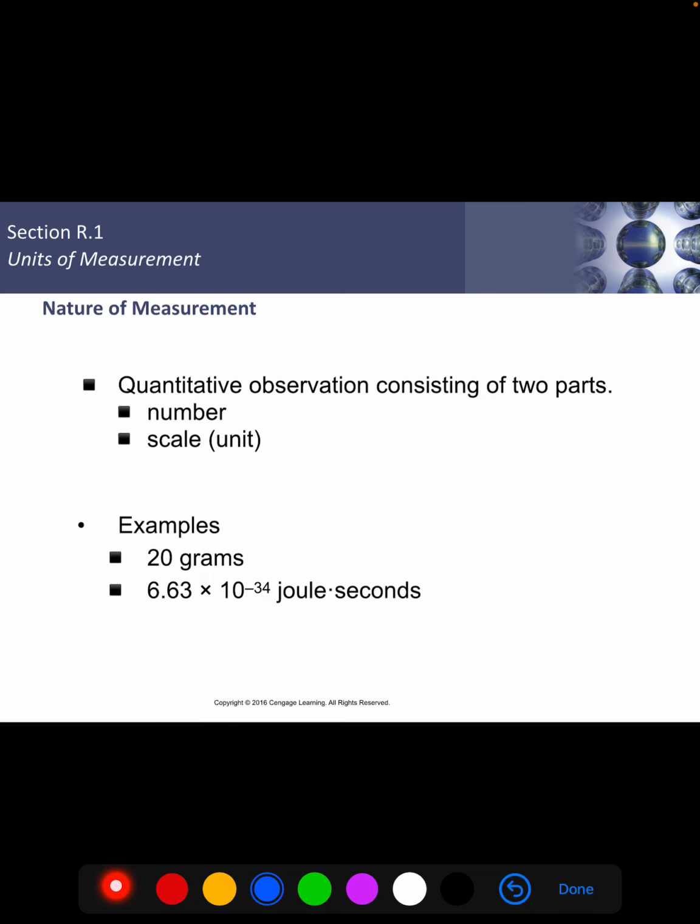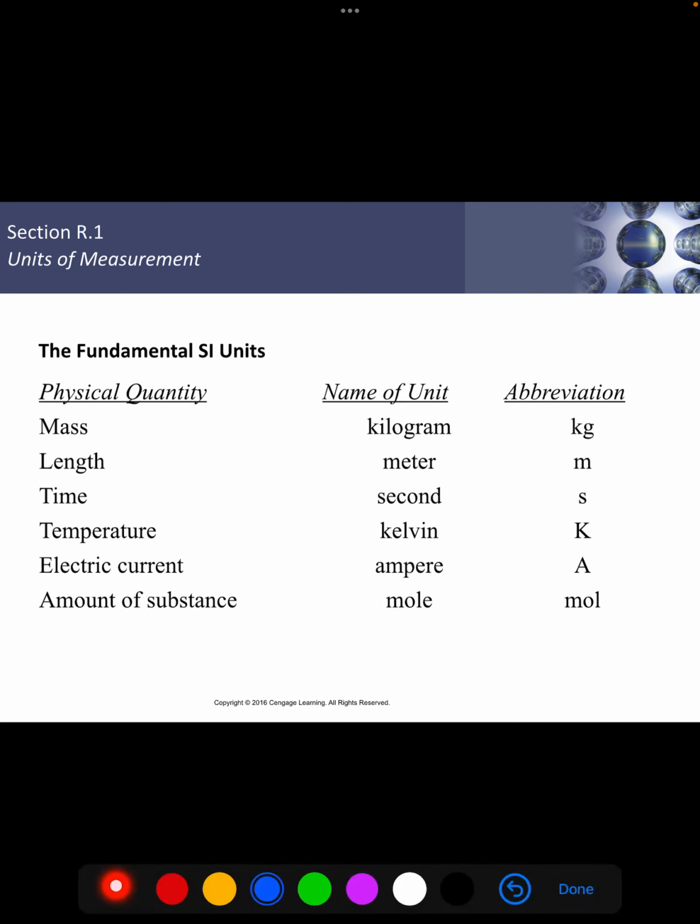So we've given you some examples. How many grams? Here's a different unit: joules, seconds. And so we are going to be using 5 primary units from the SI system. The SI here stands for Système International, French. You need to say that with a French accent. And it's the French abbreviation for the International System of, basically we're going with IUPAC rules.